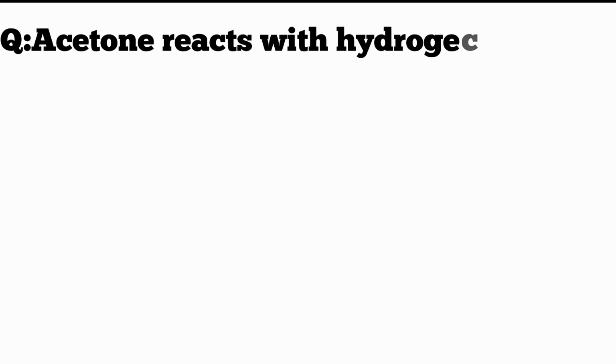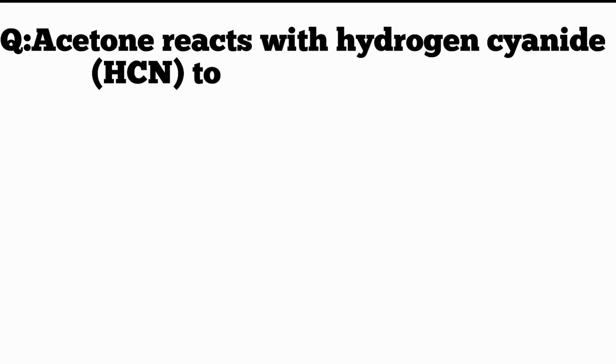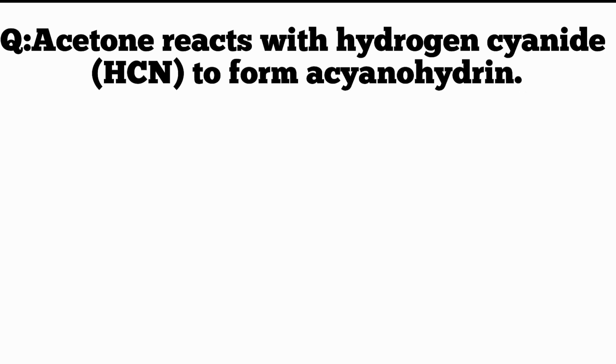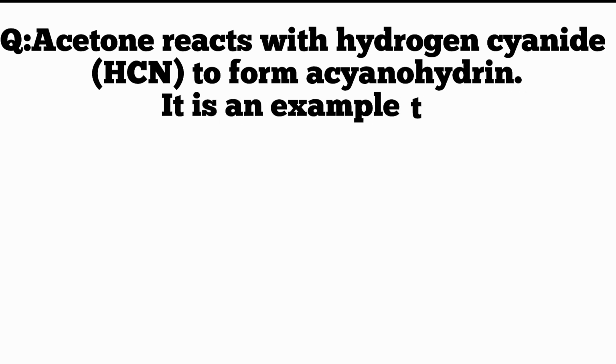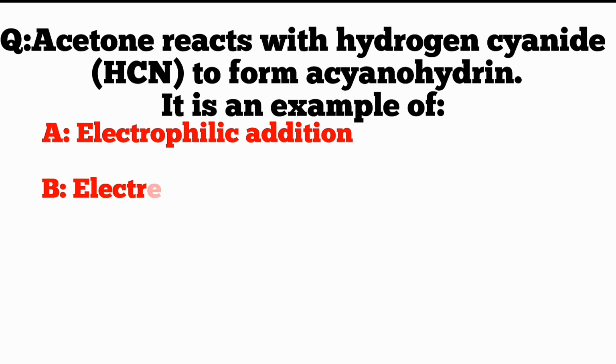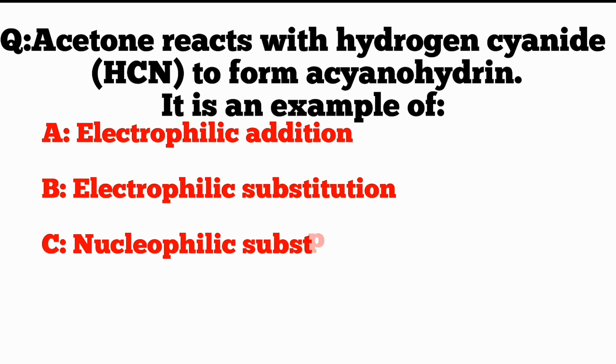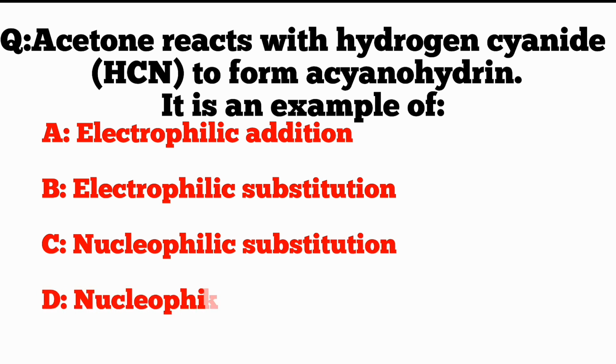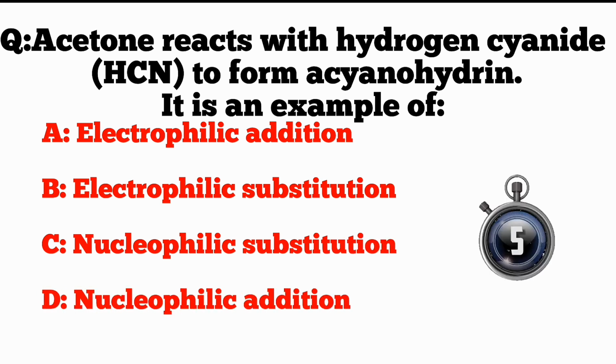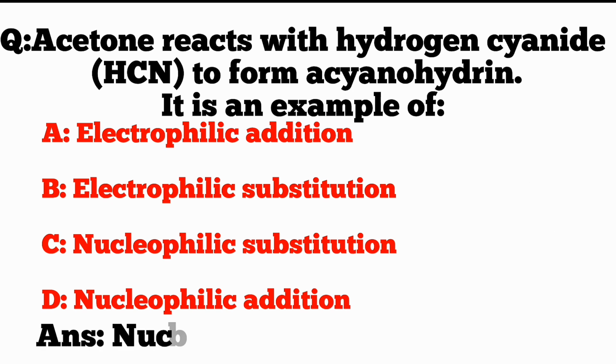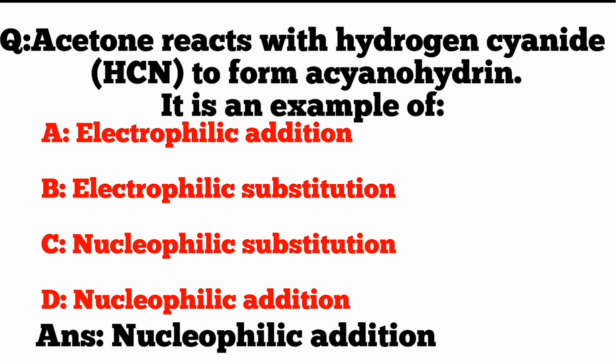Q. Acetone reacts with hydrogen cyanide, HCN, to form acetone cyanohydrin. It is an example of A. Electrophilic addition. B. Electrophilic substitution. C. Nucleophilic substitution. D. Nucleophilic addition. Answer: Nucleophilic addition.